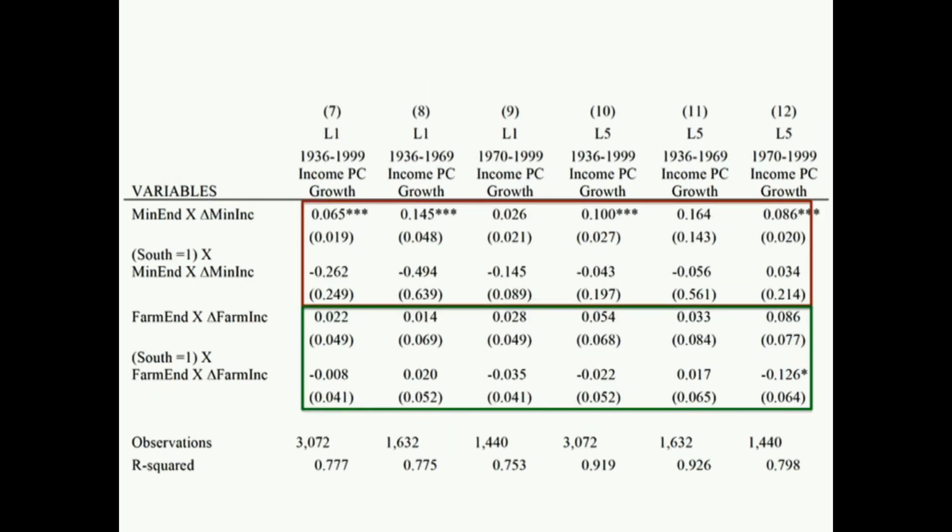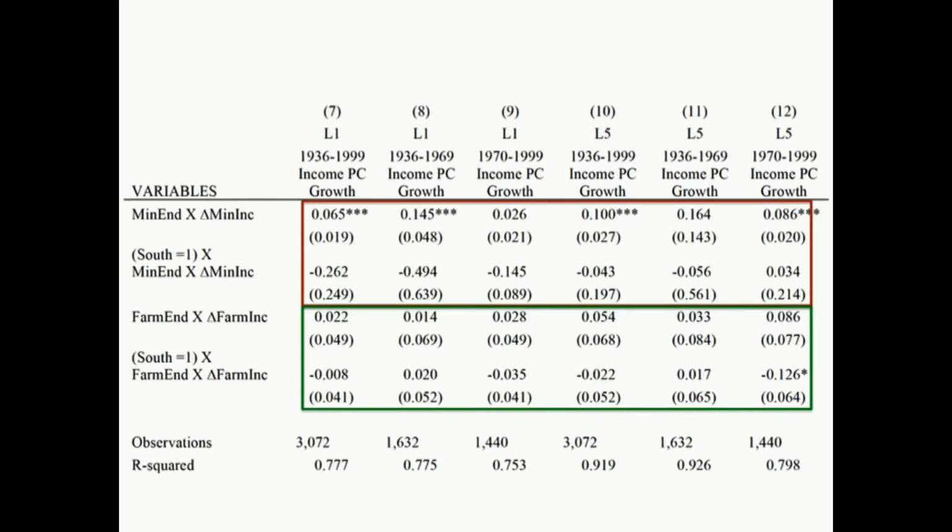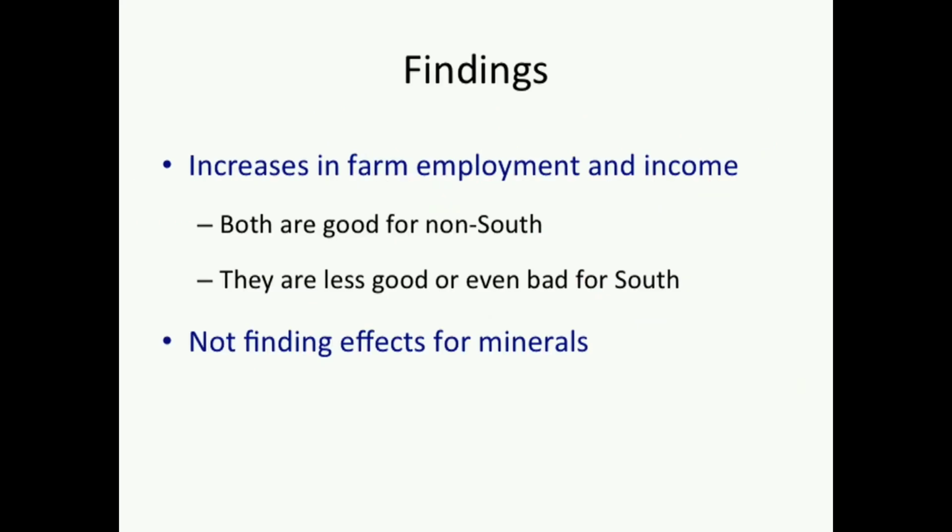The other thing that you can see is that with income, here, the effects are a little bit negative, but again, not statistically significant, and most of the effects here seem to be because there was employment and somewhat related to income, but a little less related to income. So I think the main takeaway from the South is just that increases in farm employment and income are both good for the non-South, but are less good or potentially even bad for the South, and we're not finding many effects from minerals.